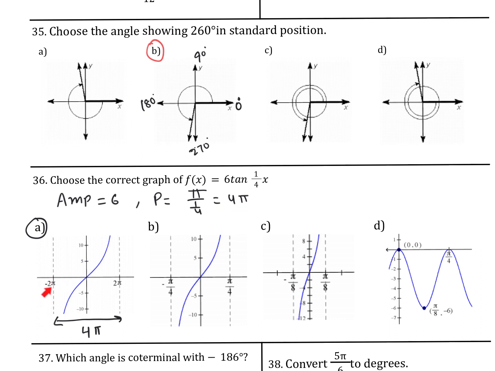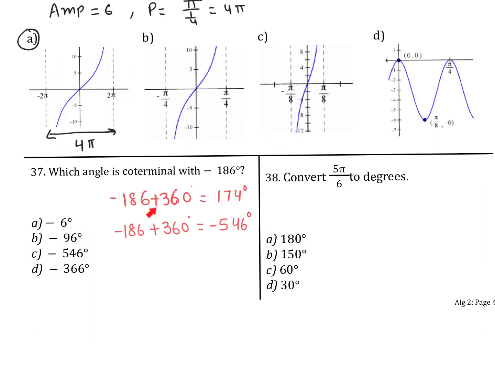Divided into two parts, it is going to be negative 2 pi and 2 pi. So this is the answer. The answer for number 37 is two coterminal angles, this and this. So the answer is negative 546, as this is the only option we have.